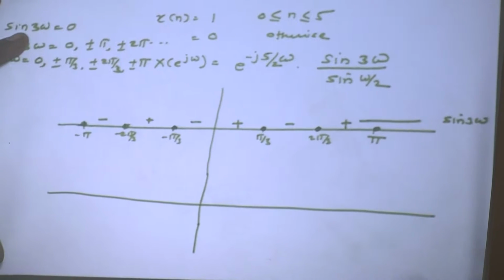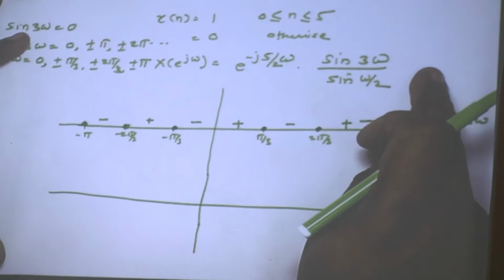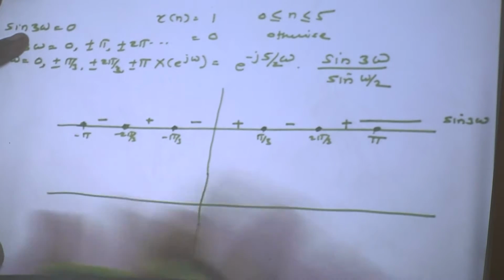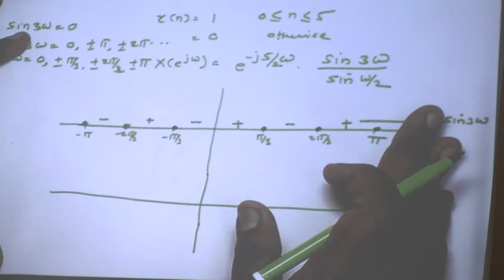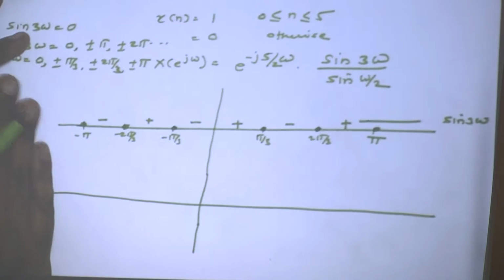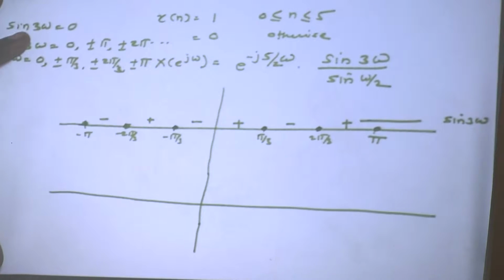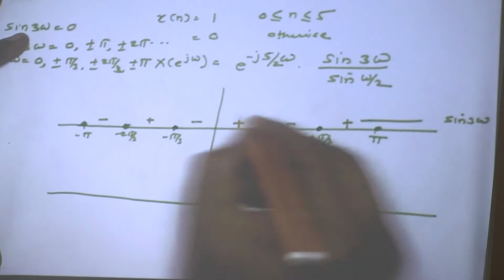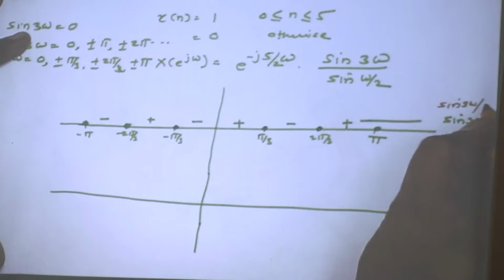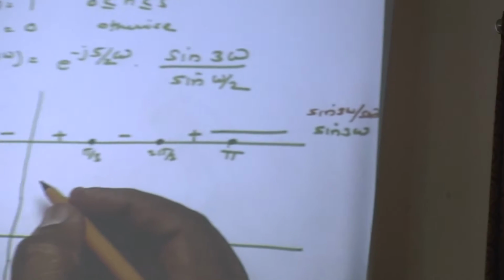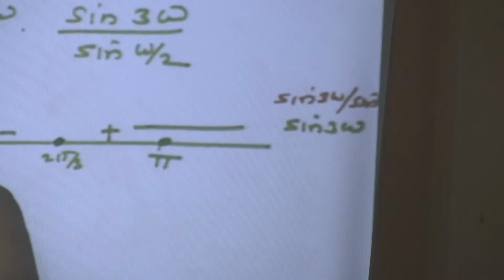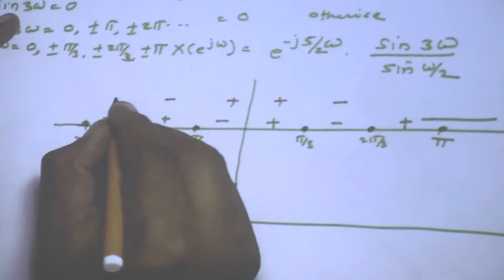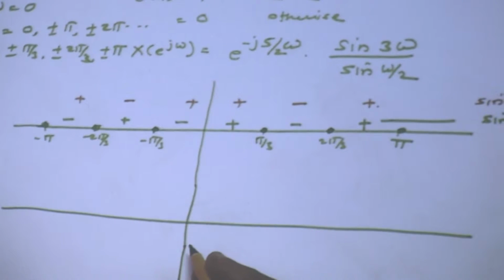What is sine of omega by 2? Sine of omega by 2 is always positive on this side, negative on this side. I do not need to bother. When omega is greater than 0 and less than pi, sine of omega by 2 is positive, and it is negative on this side. So overall, this is sine of 3 omega by sine of omega by 2, and it has the sign plus here, minus here and plus here and plus here. Alright?